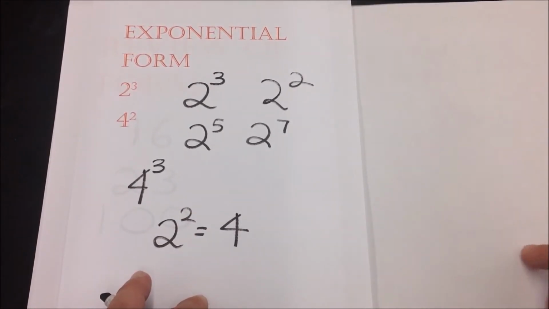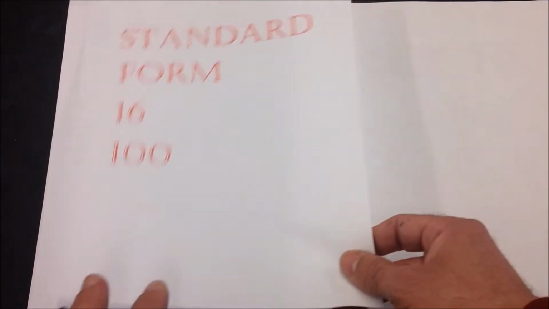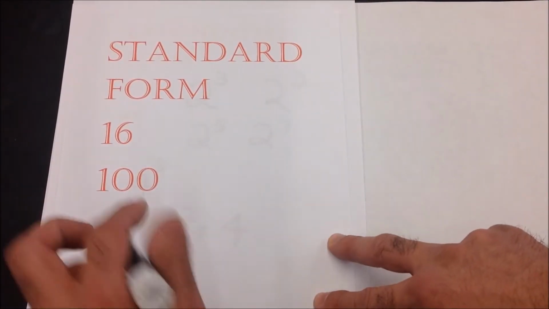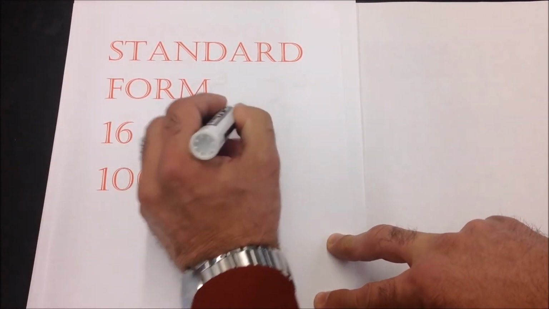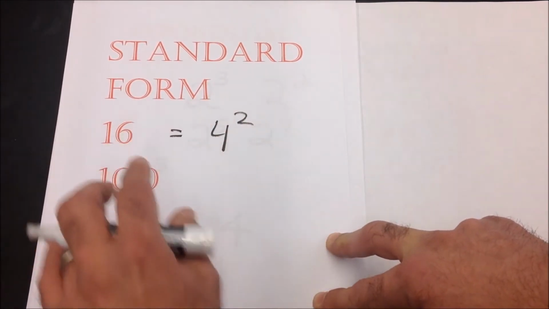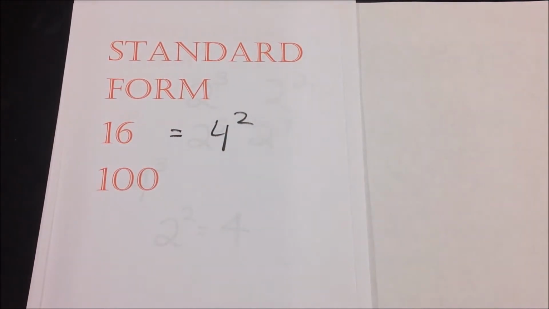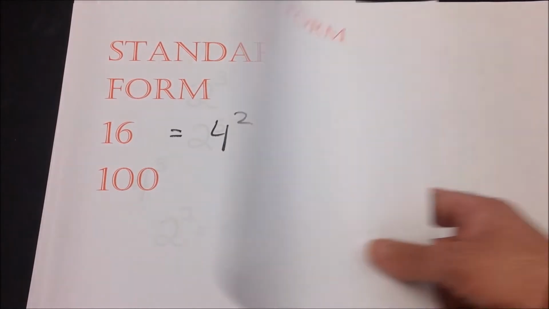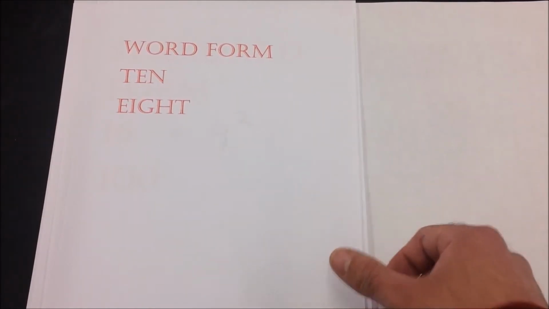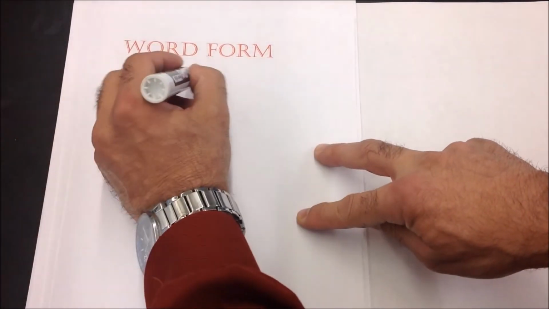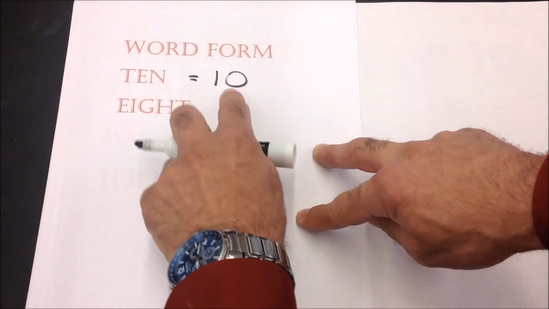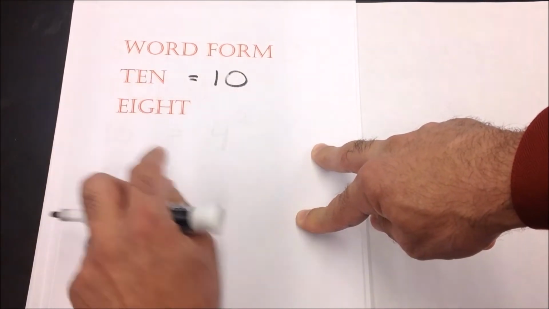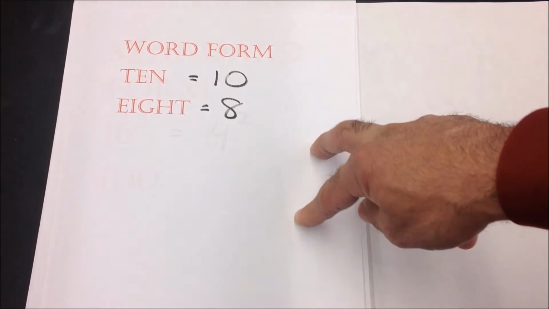Okay, we'll do another one. Let's say we had 16. Well, 16 is in standard form. 4 squared is 16. So we have standard form, exponential form. And an easy one is word form. Just write the word. So here's 10 in standard form, and ten is the word, and 8, eight. So we have standard form, word form, exponential form.